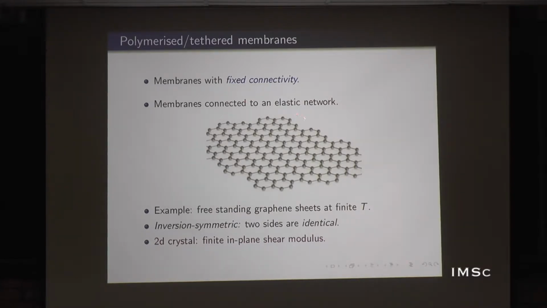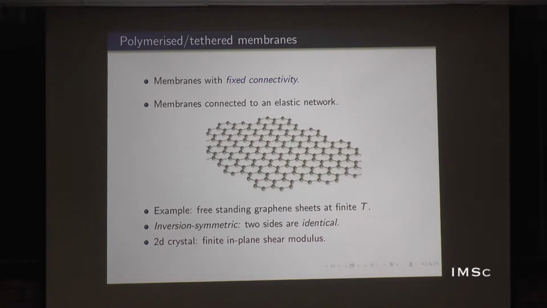So, these are membranes with fixed connectivity. So, the neighbors do not change with time. They can distort, the structure can distort, but there is no change in the neighbors. It is a representative figure, of course. I am a theorist. Graphene is a fantastic example of a tethered membrane. Although this picture is a cartoon, in reality graphene is an example of a tethered membrane. Finite temperature properties of graphene are described by the statistical mechanics of tethered membranes. So, an example is a freestanding graphene sheet at finite temperature.